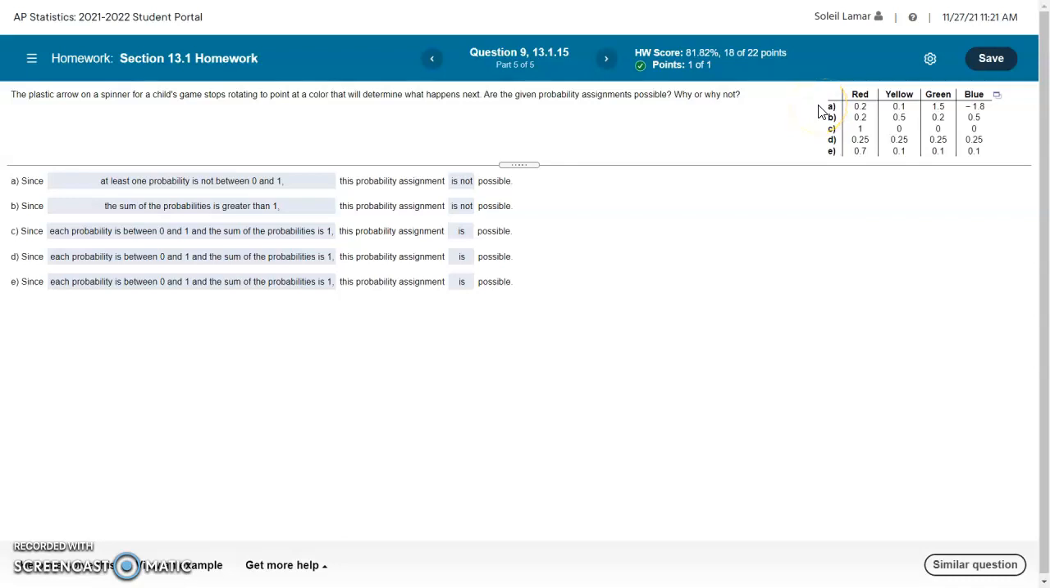Hello, I'll be reviewing question number 9. To start off, we should remember that probabilities should have a sum of 1, and no probabilities can be greater than 1 or less than 0.